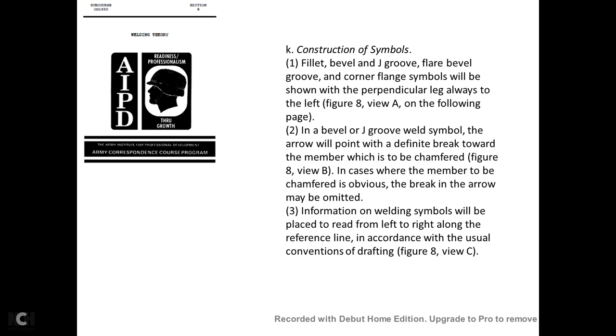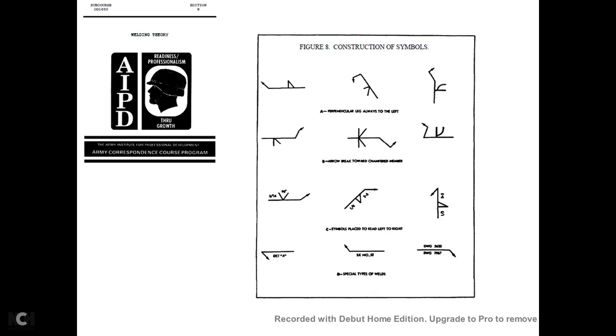Construction of symbols: fillet, bevel, J groove, and corner flange symbols will be shown with the perpendicular leg always to the left. In the bevel and J groove welding symbols, the arrow will point with a definite break toward the member to be chamfered. In case the member to be chamfered is obvious, the break of the arrow may be omitted. Information on the welding will be read from left to right along the reference line, in accordance with the visual conventions of the drawing. Construction of symbols: the perpendicular leg is always to the left, with an arrow break toward the chamfered member.